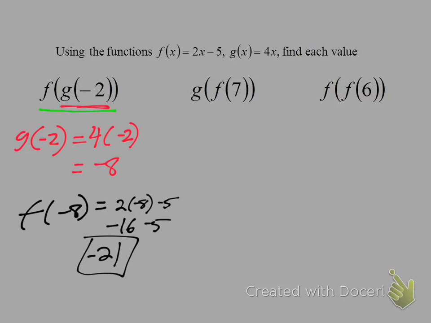And just look at the problem. The order of the letters dictates how your problem goes. So instead of starting with g this time, now we're going to start with f. So we're going to do f of 7 first. Okay, so 2 times 7 minus 5. 14 minus 5 will give you 9. And then put that into your next letter. So g of 9.